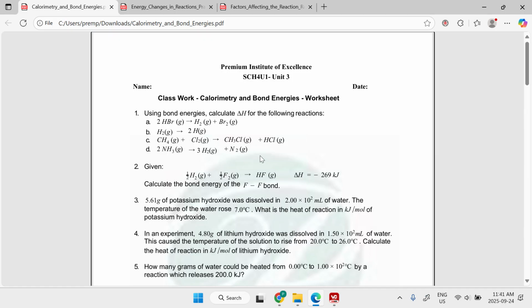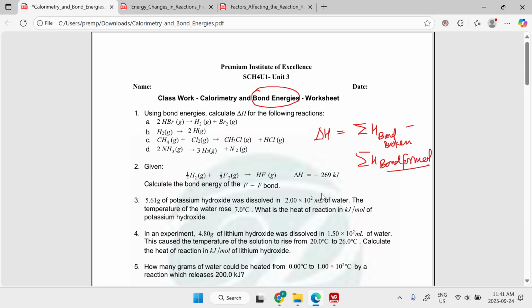Bond energy helps you figure out the total energy change of a reaction, and that total energy change is represented with delta H. That's equal to the sum of the energy of the bonds broken minus the sum of the energy of the bonds formed. And you can use the bond energy table for this.